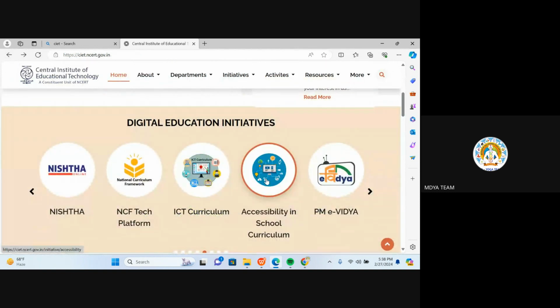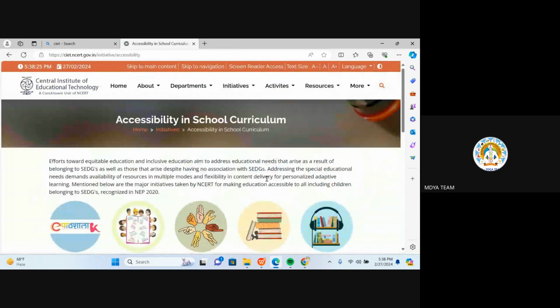Now, accessibility in school curriculum. Now, efforts towards equitable education and inclusive education. What does it mean, inclusive education? Have you learned in higher education what inclusive education is, or teaching aptitude? I think you have learned it. Please tell me. Can you repeat your question? Yes, inclusive education. What is inclusive education?